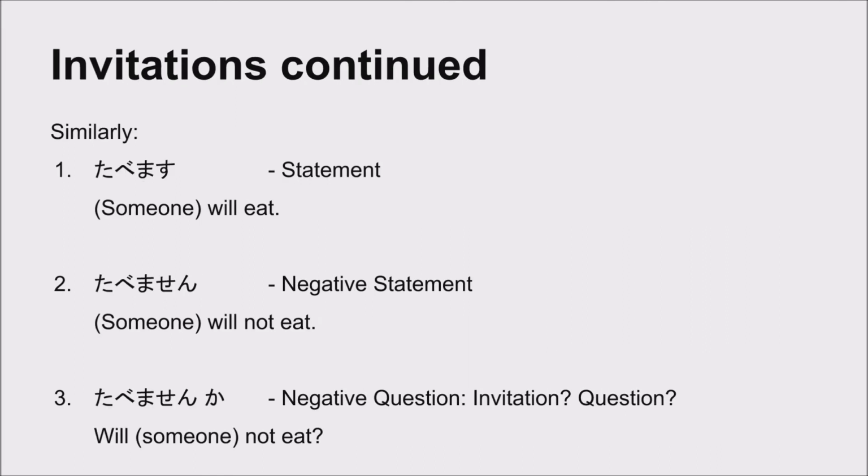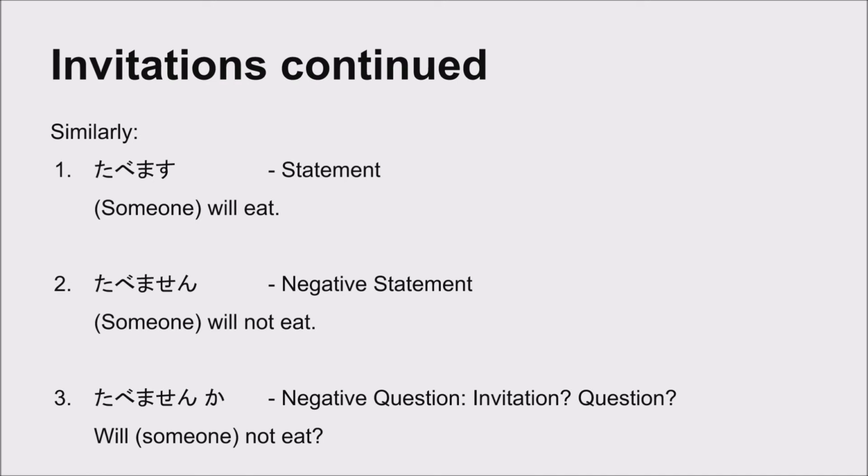Continuing with invitations, we see just in Japanese, tabemasu. That's a statement. It's saying that someone will eat. Number 2, tabemasen. It's a negative statement, just like the previous one. Someone will not eat. We're just saying that eating will not happen. We're not sure who we're talking about exactly. Most likely I. Not an eyeball, but me as me in the subject form is I.